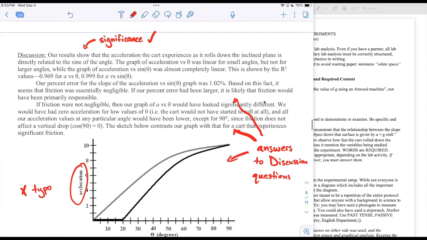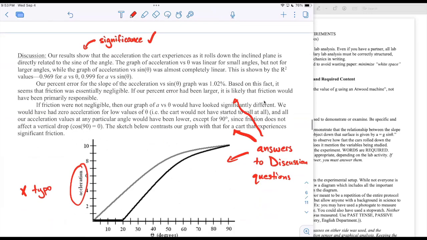And then we're getting down to the discussion here. In the discussion section, there's always supposed to be a discussion of significance, which relates back to the purpose of the lab. In other words, did what you did demonstrate the purpose that you said it was supposed to demonstrate? And in this case, the answer is yes. So that's what he wrote about.